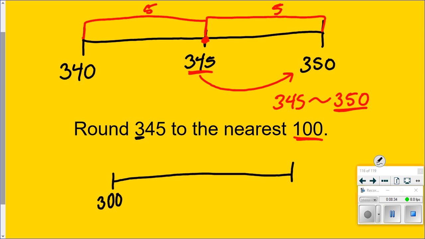Jacob, do you know what our end point is going to be? 400. Our number line is 100 numbers long because we're rounding to the nearest 100. Here's where it can get a little tricky finding that middle point. What is the middle point between 300 and 400?